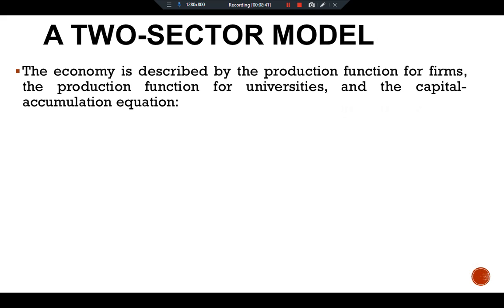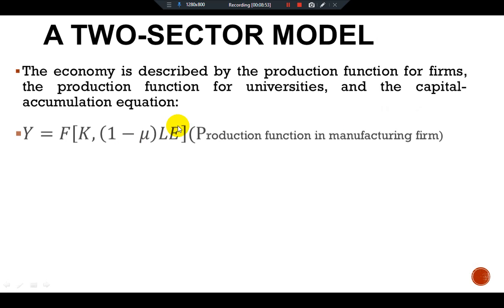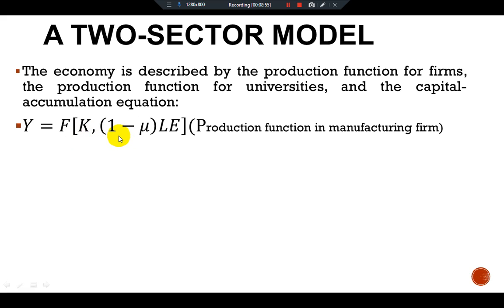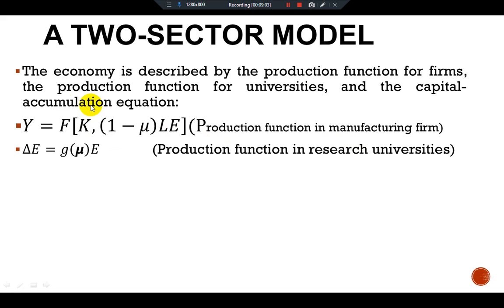Okay, then the economy is described by the production function for firms, the production function for universities, and the capital accumulation equation. So we have Y = F(K, (1 - μ)LE), the production function in manufacturing firms, and we have ΔE = g(μ)E, the production function in research universities, and we have ΔK = sY - δK, that is capital accumulation.